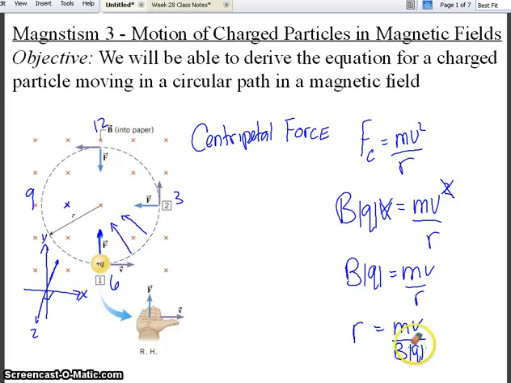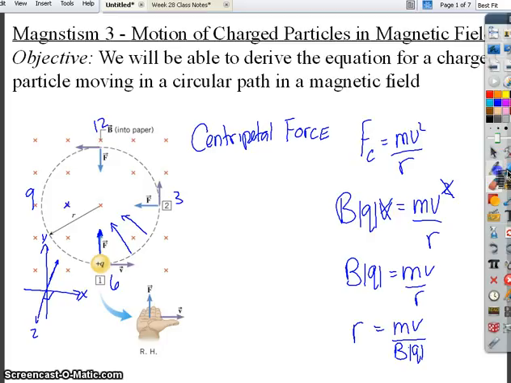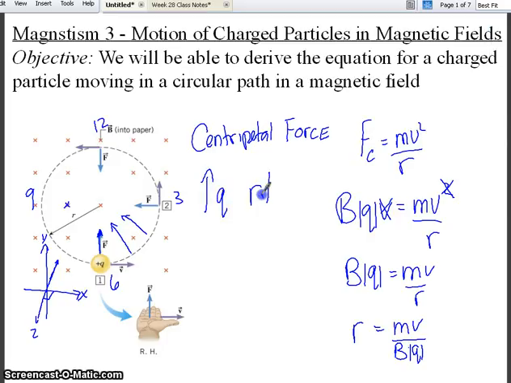If the particle has a larger charge, a larger Q, the radius will be smaller, because Q and R are inversely related. Likewise, M and R: if it has a larger mass, then the radius will be larger. So a larger mass will have more trouble turning, which makes sense. A heavier car tends not to turn as well as a lighter car. So think about that moving in a circle.